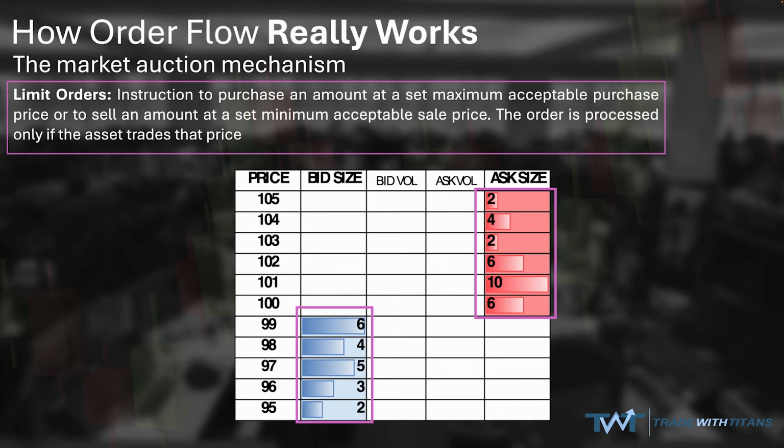In this case, you can see that there are 6 limit orders to buy at a price of 99, 4 at 98, 5 at 97, 3 at 96, and 2 at 95. These could all be from the same trader or a combination of different traders. Similarly, there are 6 limit orders to sell at a price of 100, 10 at 101, and so on.